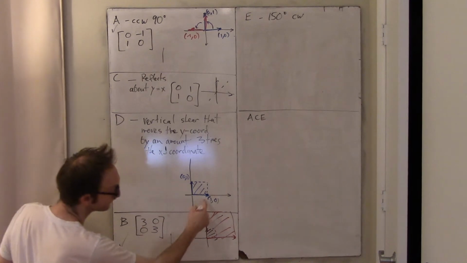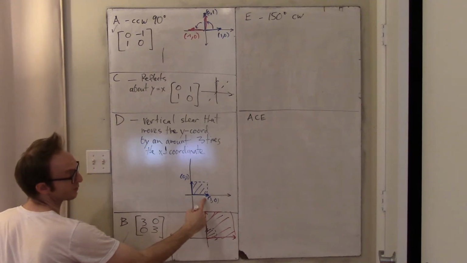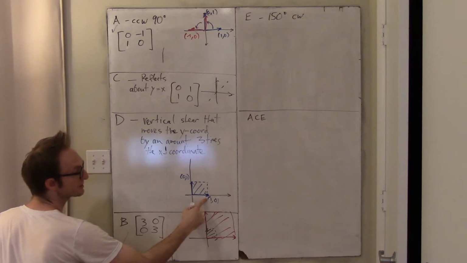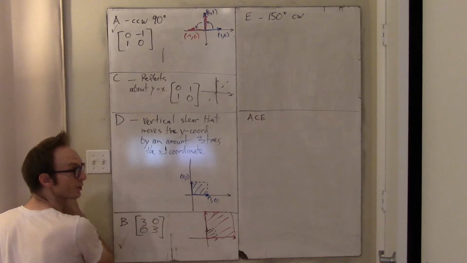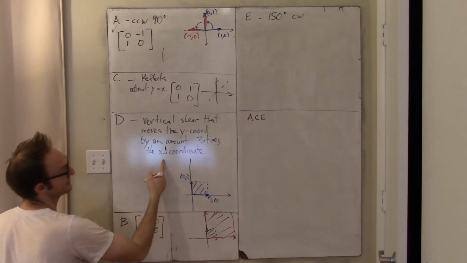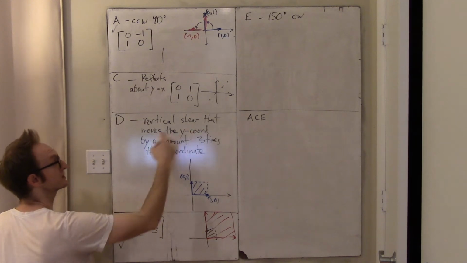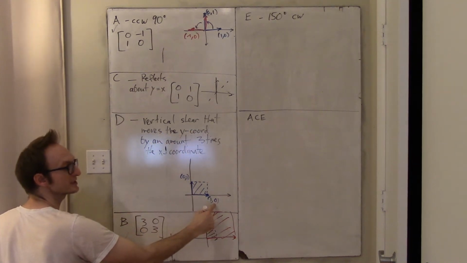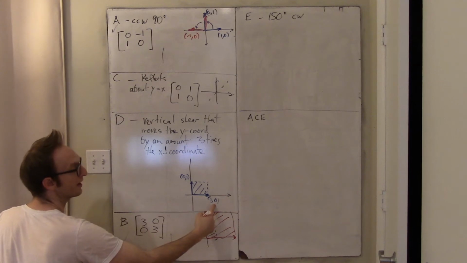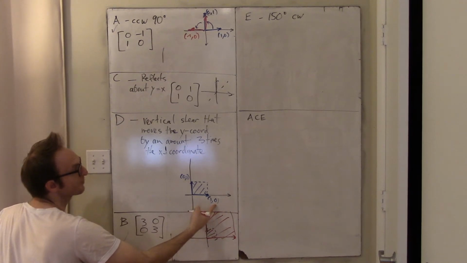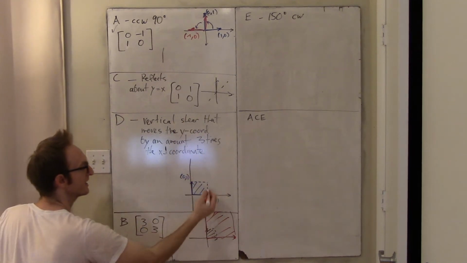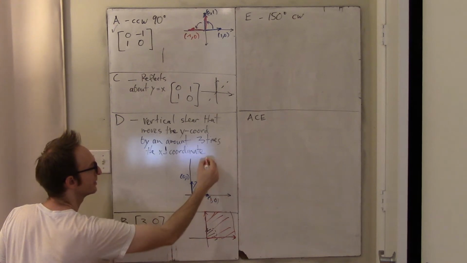So here, this point (1, 0), its x-coordinate is 1. And so if its x-coordinate is 1, 3 times the x-coordinate would be 3. And so this is going to move the y-coordinate of this point how much? By an amount 3 times the x-coordinate. In other words, this thing is going to move up 3.